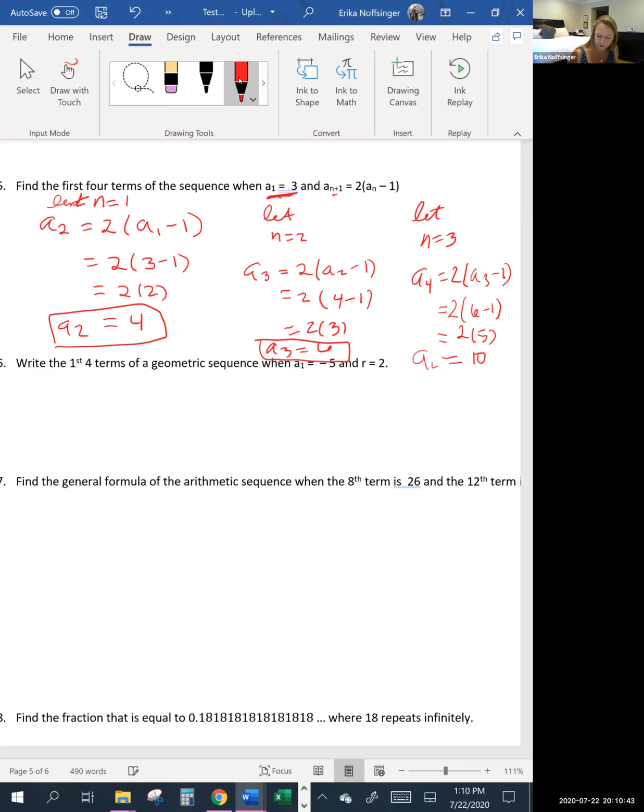It asks for the first 4 terms of the sequence. We're given the first term, and so we could start listing it. Our first term was 3, our second term is 4, our third term is 6, and our fourth term we found was 10.